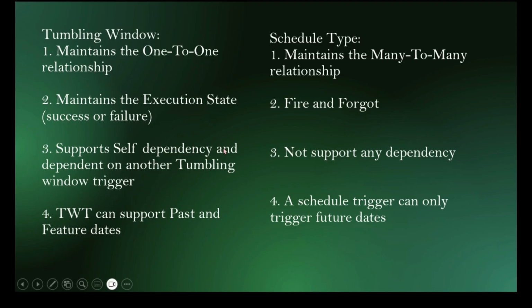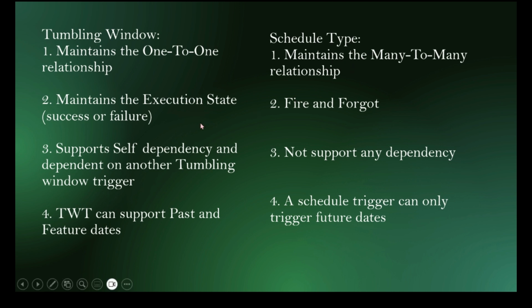Okay friends, first we'll discuss the difference between the tumbling window and schedule types. The first difference is that a tumbling window always references only one pipeline, which is why we call it a one-to-one relationship. But the schedule type supports a many-to-many relationship. That means one trigger may execute more than one pipeline at the same time, and one pipeline might be configured for multiple triggers. That is why it is many-to-many.